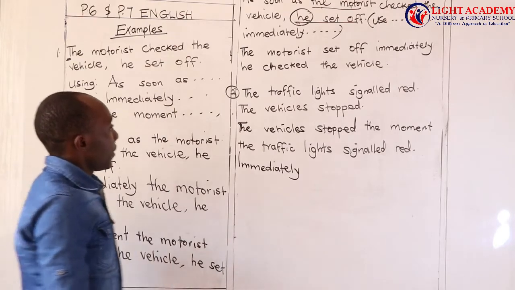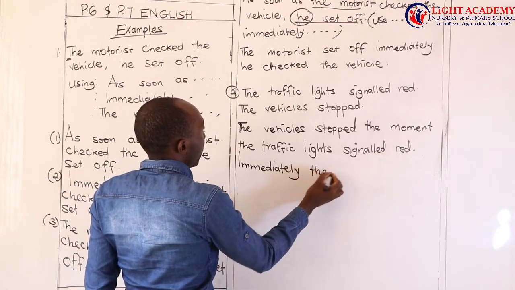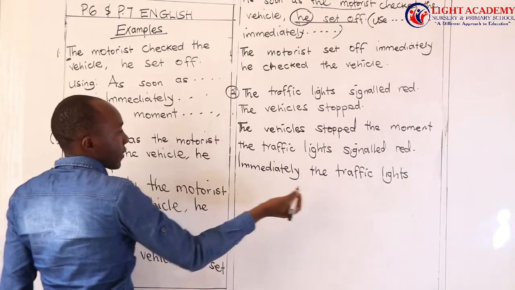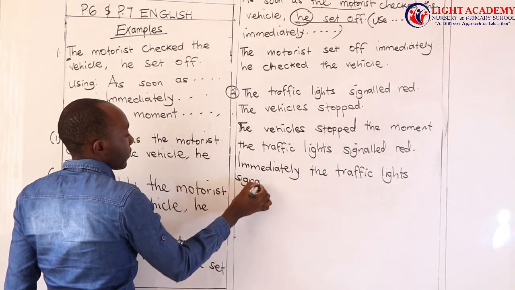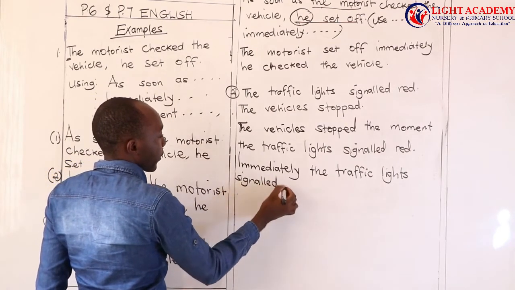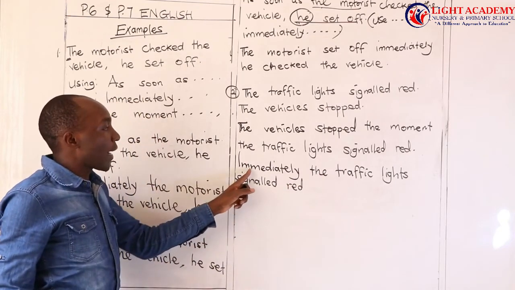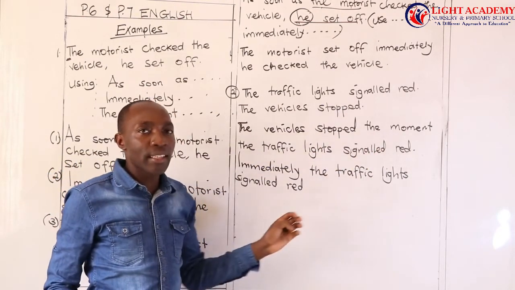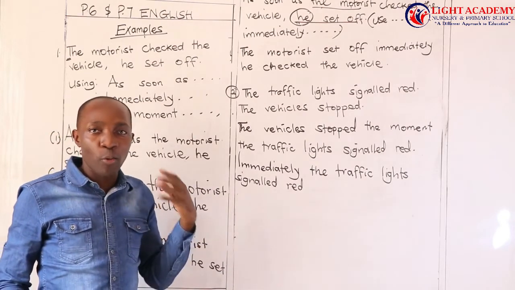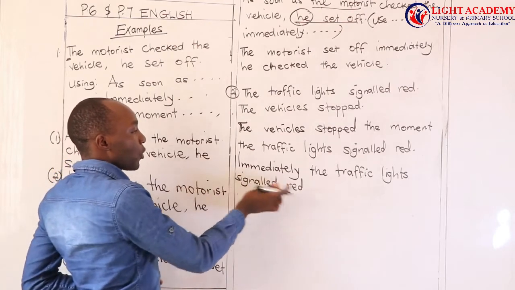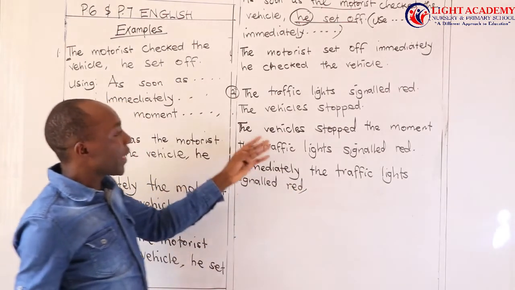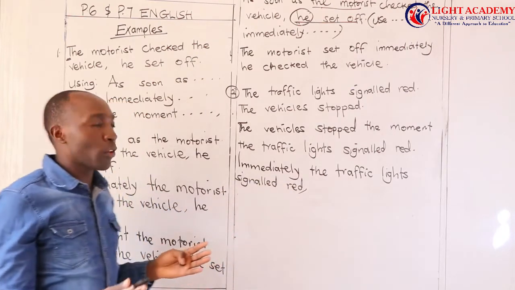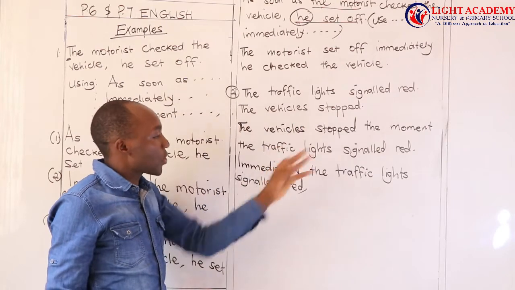Therefore, the answer will be: Immediately the traffic lights signaled red. I've said, don't forget to put a comma when you have started with the immediately. But when you use this structure within the sentence, we don't use commas. I hope you have understood that one. Thank you so much. Therefore, we shall put here a comma. Then we bring the second action. Therefore, the second action will be, we have said the second action, I think you have already thought of the second action. It's the vehicles stopped.